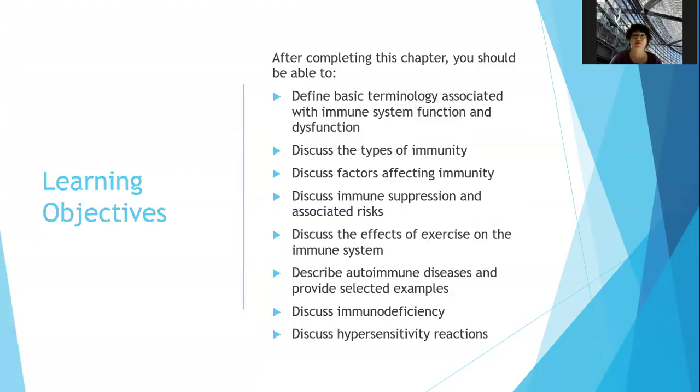So the learning objectives for the entire chapter, and there are going to be a couple videos on these, are defining the basic terminology associated with immune system function and dysfunction, types of immunity, factors that affect immunity, discussing immune suppression and the associated risks, the effects of exercise on the immune system.